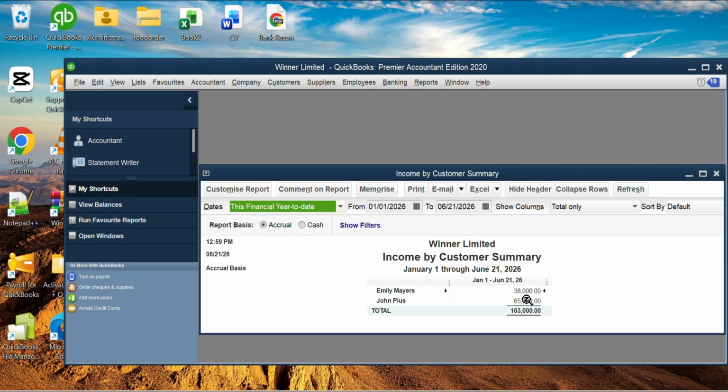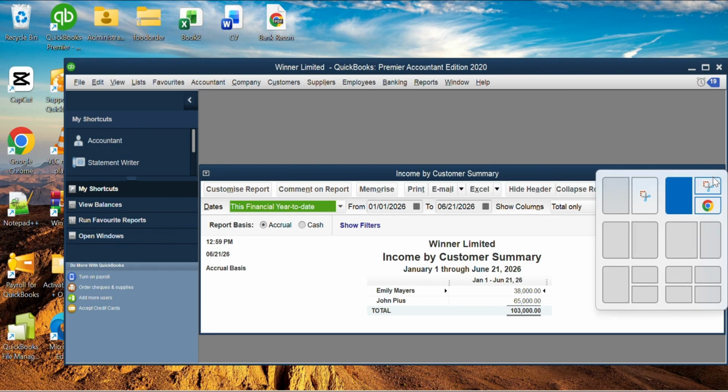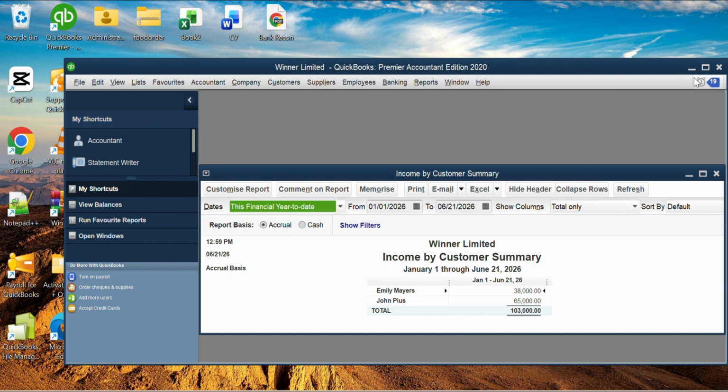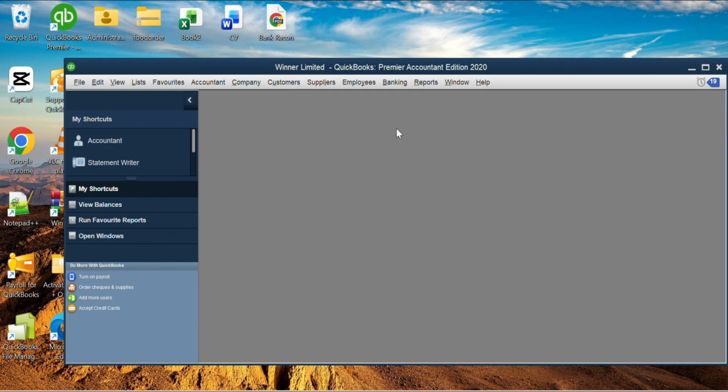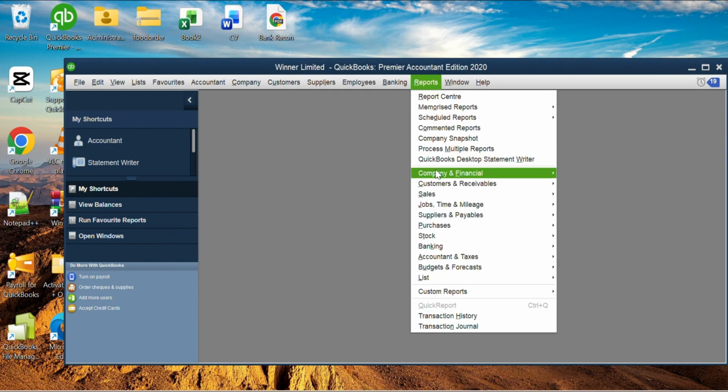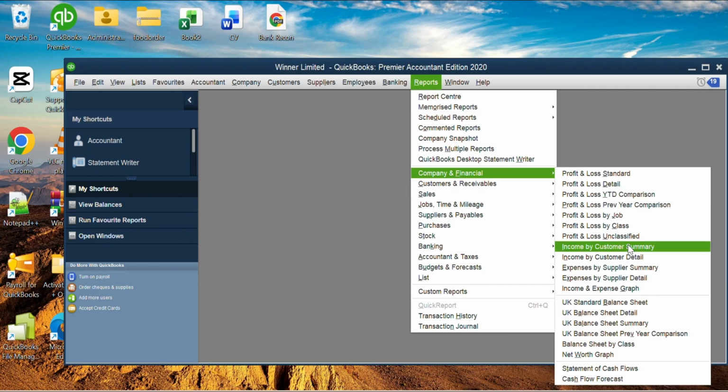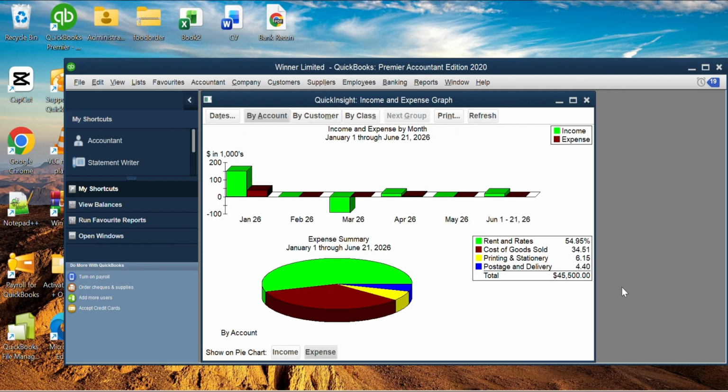You can also check the income by customer summary. You are able to see which customer has given you more profit. All these things can be done by QuickBooks. If you understand this aspect of reports, you are able to advise the management. You create a report and you tell them, this is what we are supposed to do, this is what we are not supposed to do.